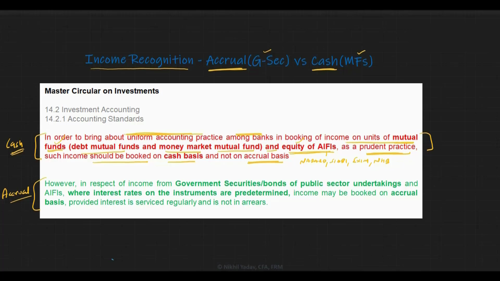Let's see the cases wherein we can book income on accrual basis. So it says, however, in respect of income from government securities or bonds of public sector undertakings and AIFIs, where the interest rates on the instruments are predetermined, income may be booked on accrual basis, provided interest is serviced regularly and is not in arrears. So in all such cases, we can book income on accrual basis.